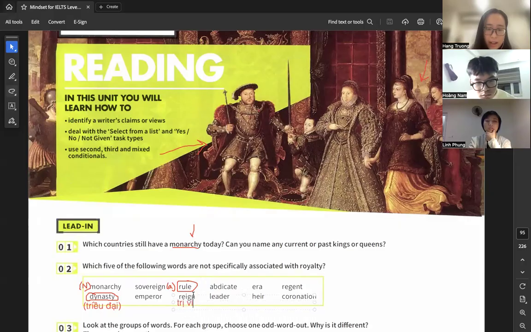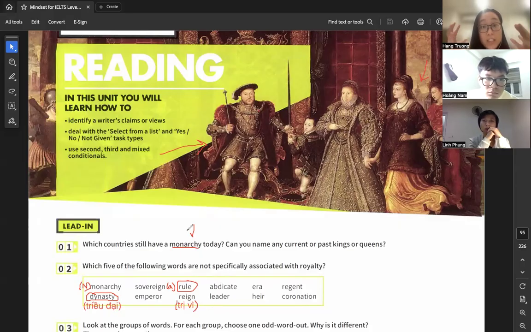Đây là những từ khá là cụ thể cho bối cảnh chế độ quân chủ, not really in the past, because even nowadays people still have it, right? But yeah, so in this context we have to use these specific words.